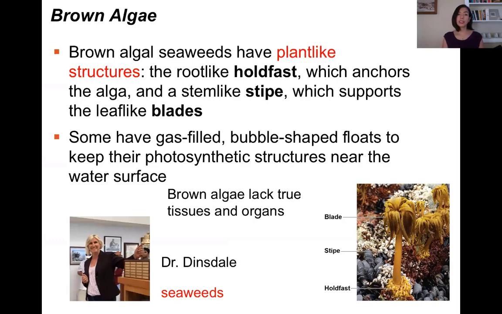That's because these algae don't have tissues, and therefore they don't have organs. We're going to learn later that plants do have tissues and they have organs. So plants have very complex structures, whereas this is just a mass of the same type of cells that have evolved independently. So they look similar, but they are not the same as plants. Some of these brown algae also have bubbles in the blades or at the tips of the algae, because that helps with flotation. That helps them keep afloat.